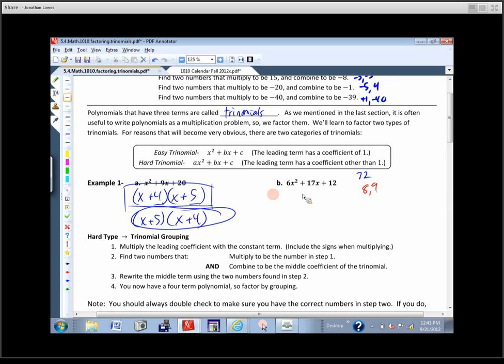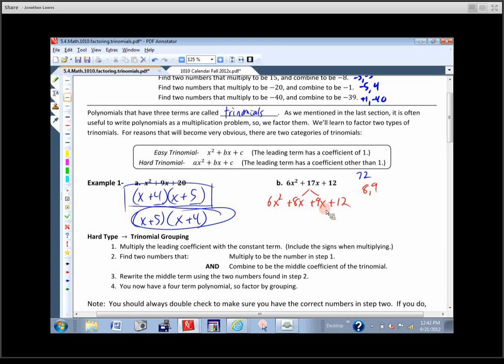We're going to make 4 terms out of this. So I'm going to rewrite the 6x squared. I'm going to rewrite 17x using these two numbers. So I'm going to write positive 8x, I'm going to write positive 9x, and I'm going to write plus 12. So you'll notice that all I did here was rewrite the middle term. The 6x squared was there to begin with, the 12 was there to begin with. I'm just rewriting it as 8x plus 9x rather than 17x. Any questions?